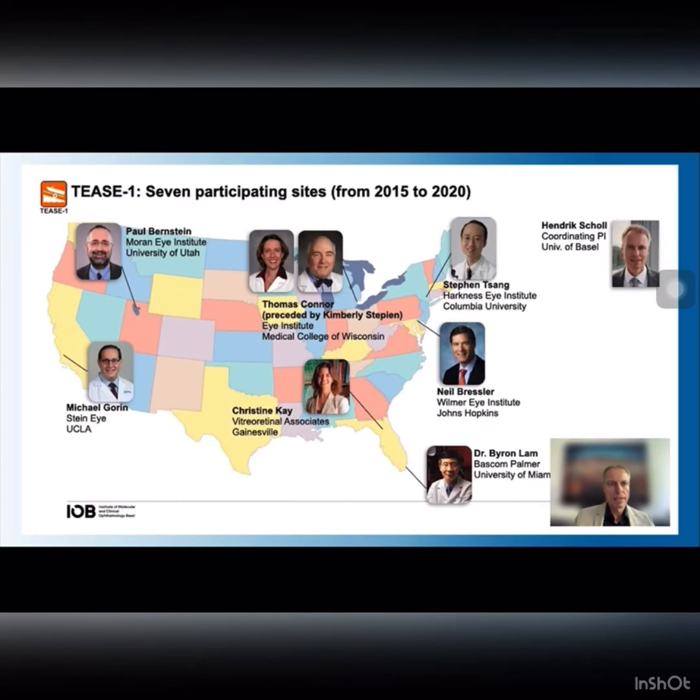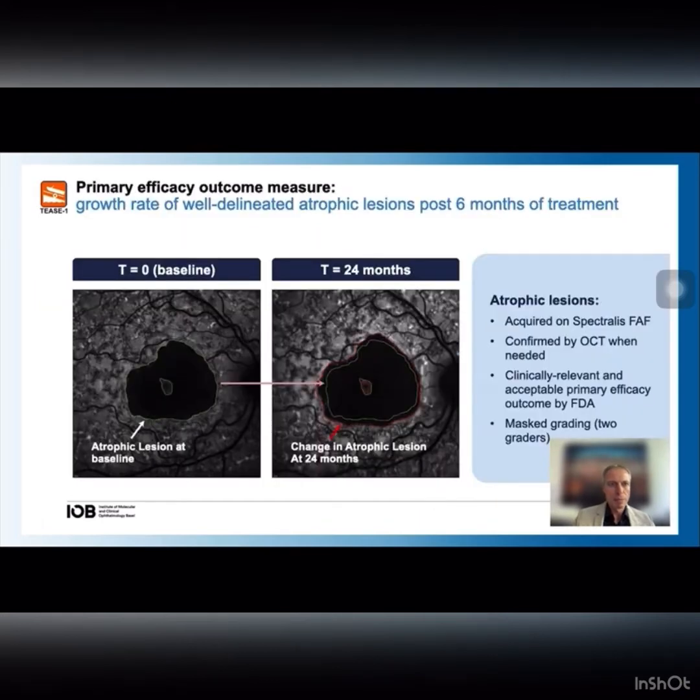7 sites in the United States participated in the TEASE-1 clinical trial, and the study chair moved in 2016 from Baltimore to Basel. The primary efficacy outcome measure was the growth rate of well-delineated atrophic lesions post 6 months of treatment. These atrophic lesions were imaged by the Spectralis fundus autofluorescence machine, confirmed by OCT when needed, and represent a clinically relevant and acceptable primary efficacy outcome by the FDA. The images underwent masked grading by 2 graders.